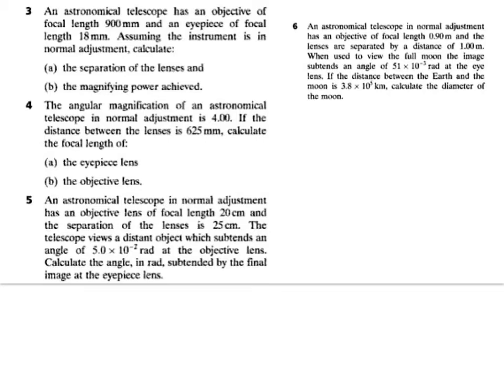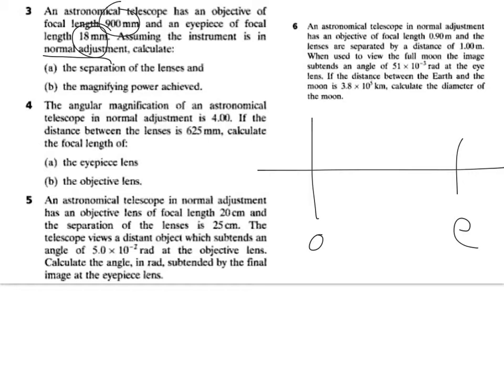Here's some more questions, and they are a little bit easier. An astronomical telescope has an objective focal length of 900 millimeters and an eyepiece of focal length 18. Okay, so here's your objective and your eyepiece. Assuming the instrument is in normal adjustment, by that it means assuming that it's focused and it's working. Calculate the separation of the lenses.